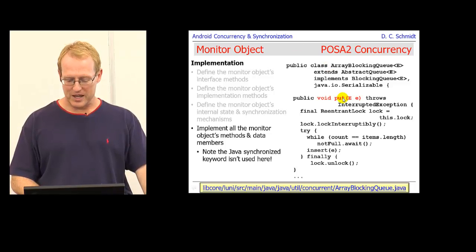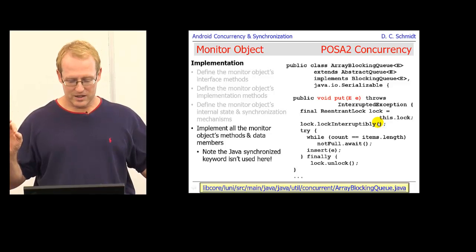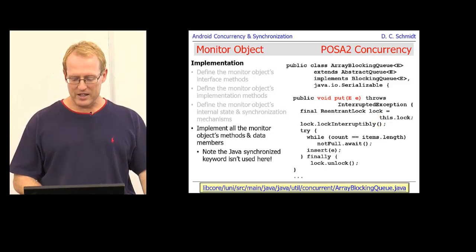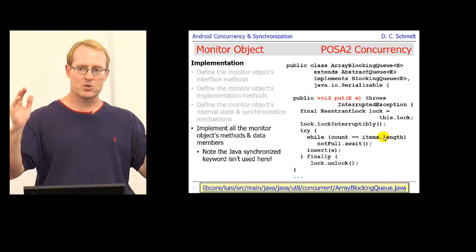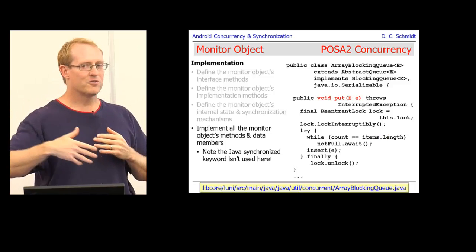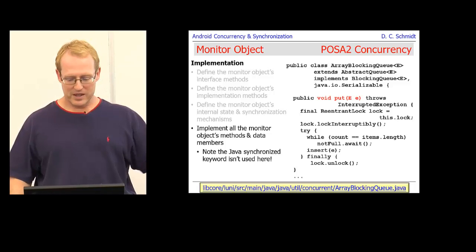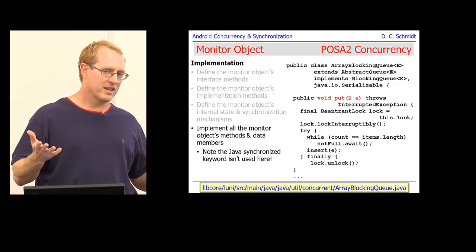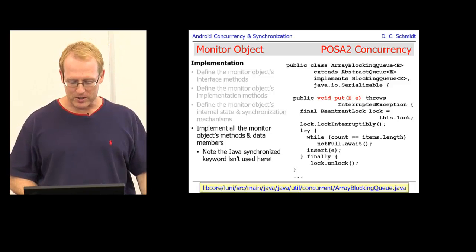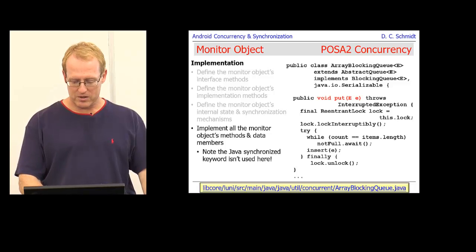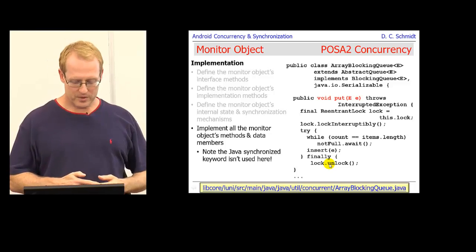Here's the put method implementation. You can see it comes in here, and it goes ahead and acquires the lock. So it doesn't use the synchronized block. It says lock interruptibly, and then it goes into a try block. While the count is equal to the length, the number of items that we can store, it's going to wait for the queue to be not full. So when you try to put something in the queue and it's full, it blocks until it's not full using the await call, which is basically the monitor object wait that we looked at before on a monitor condition. When it finally gets through that loop, it inserts the element into the queue, and then it goes ahead and unlocks the lock. And then it's done.